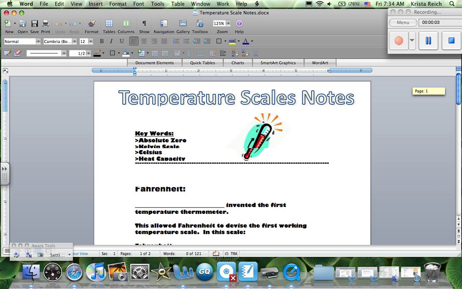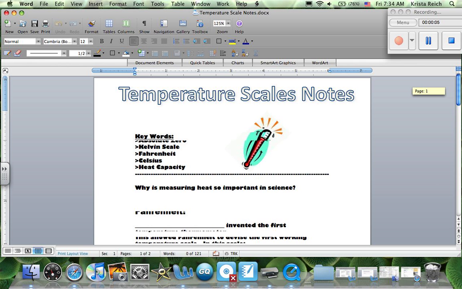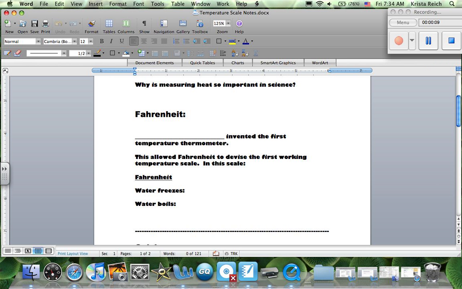Okay, the last set of notes that we're going to go over is temperature scale. And there's a couple different reasons why measuring heat is so important in science. We measure heat because if you think back to that little chart that I showed you about the heating curve of water, that actually applies to any substance, anything that we're studying in science with matter. It allows scientists to accurately compare and identify changes that are occurring in matter.